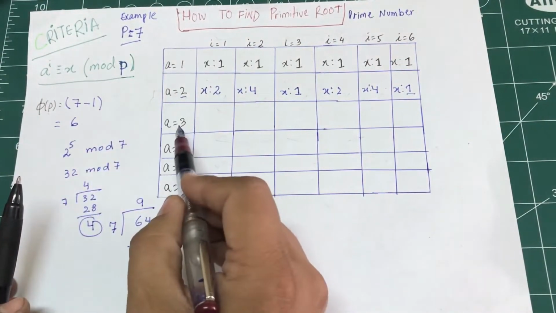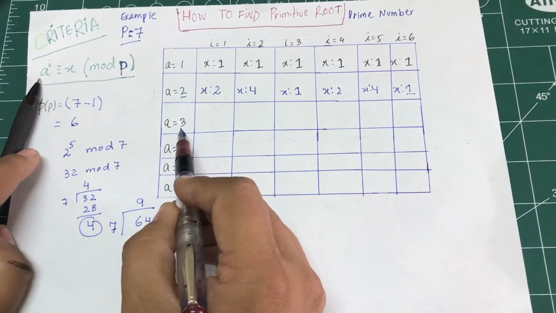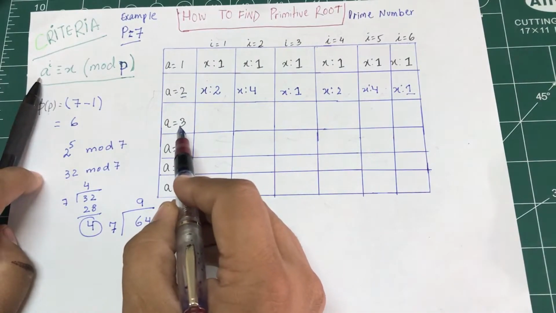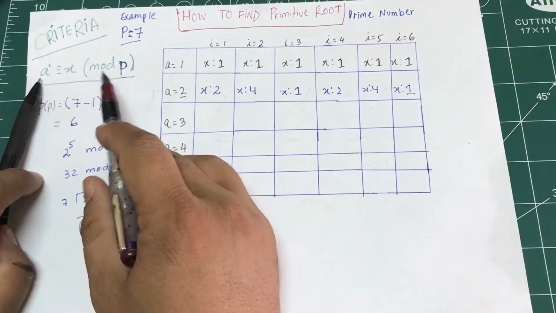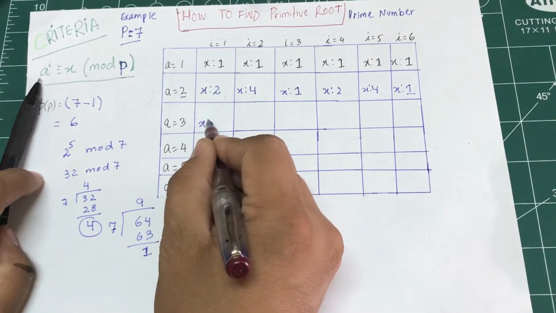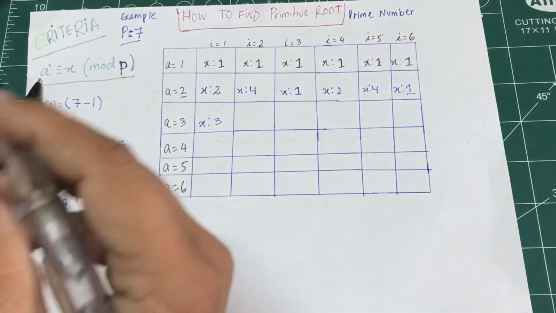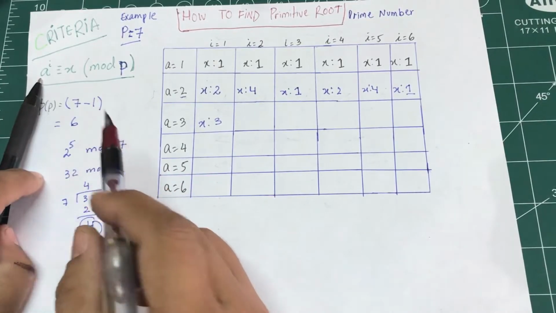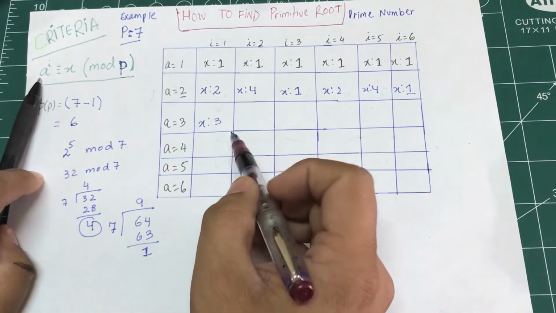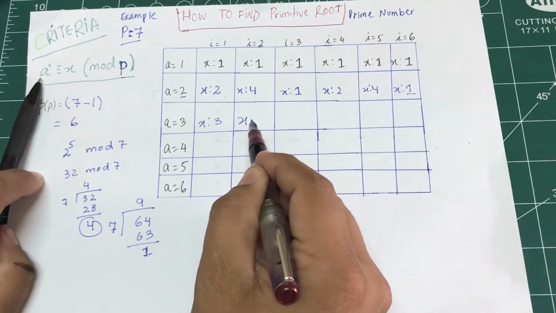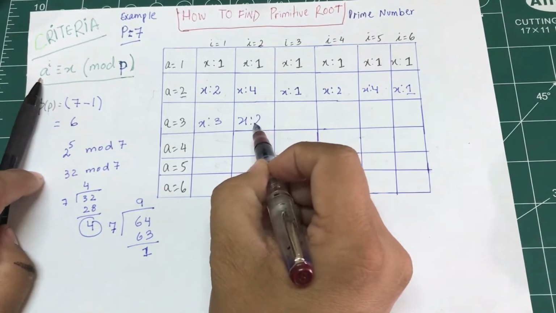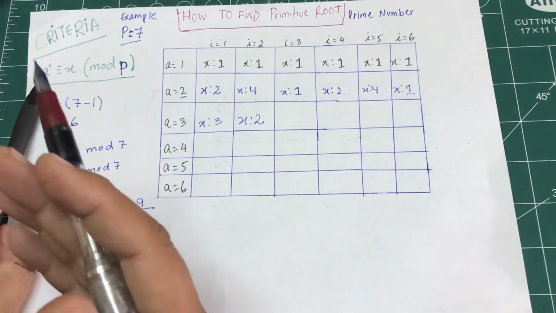Okay, so let's do 3. Now in place of a, we have 3. So 3 raised to 1 mod 7 is just going to be 3. 3 raised to 2, which is 9, and 9 mod 7 would give me 2. 3 raised to 3.